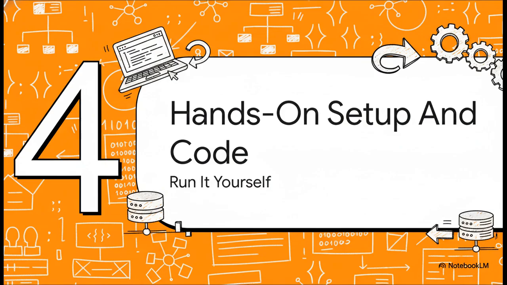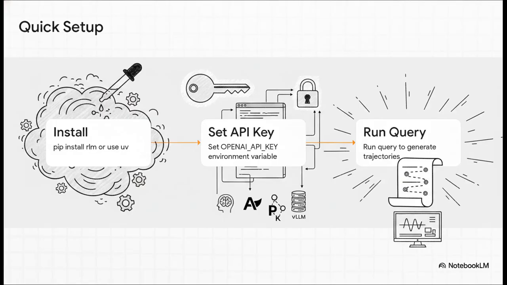Moving right along to Section 4, hands-on setup and code. Getting the basic dependencies up and running is remarkably fast. First, you just literally run pip install rlm from PyPI or use uv to spin up your virtual environment. Second, set your environment variable for your API key, like your OpenAI API key. And finally, just run your first RLM query. The library supports all the major clients like OpenAI, Anthropic, OpenRouter, Portkey, and even local models via vLLM.